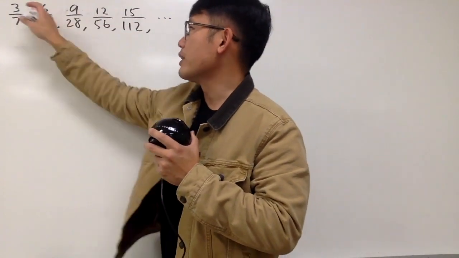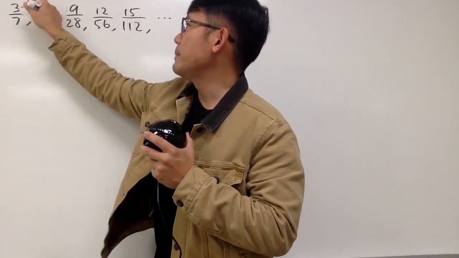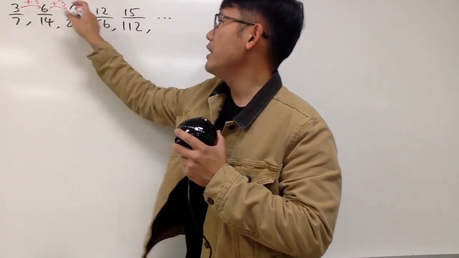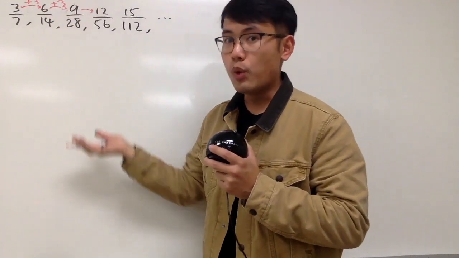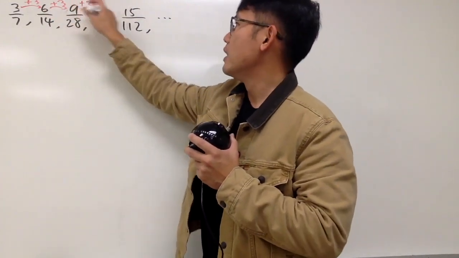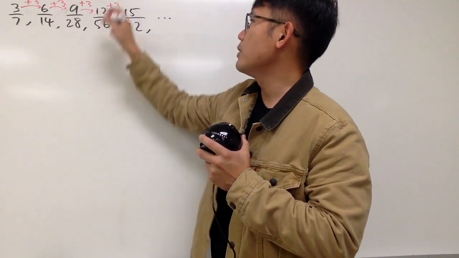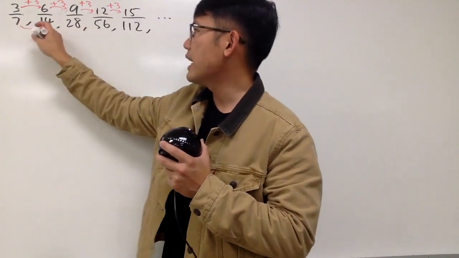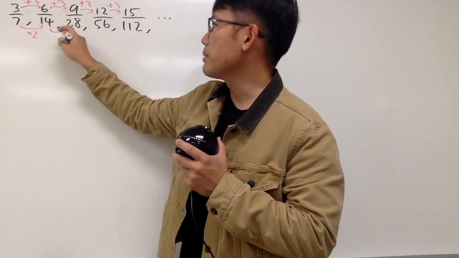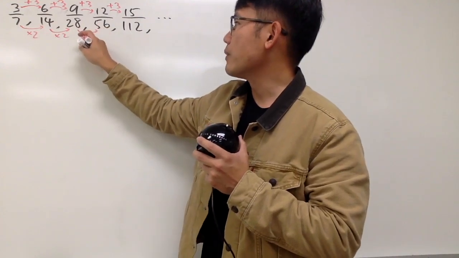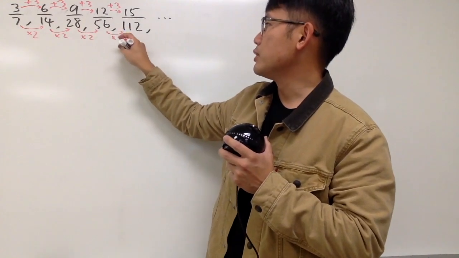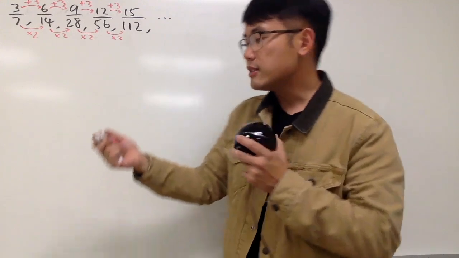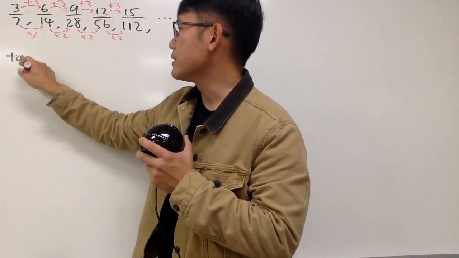And of course, keep on going. Right here, we just keep adding 3 on the top. Therefore, we have an arithmetic sequence on the top. And on the bottom though, from 7 to 14, from 14 to 28, notice that every time we just multiply by 2. So that's a geometric sequence right here. And the strategy is, let's just look at the formula for the top first.